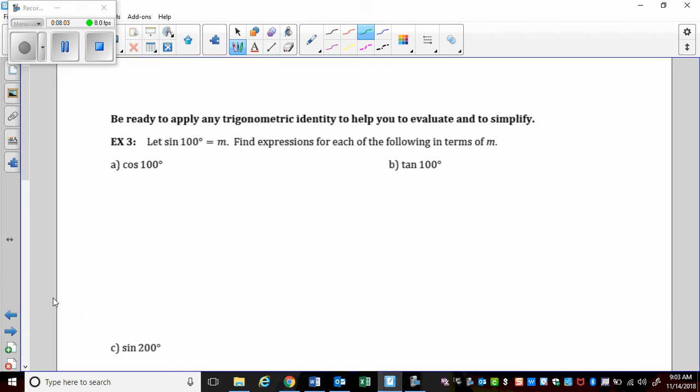All right, this one says, let sine of 100 equal m. Find the expressions for the following in terms of m. We don't know what m is, so we're not going to be able to write it in terms of numbers. We're going to have it in terms of m. But this 100 degrees does tell me what quadrant we're in. It looks like we're in quadrant 2.